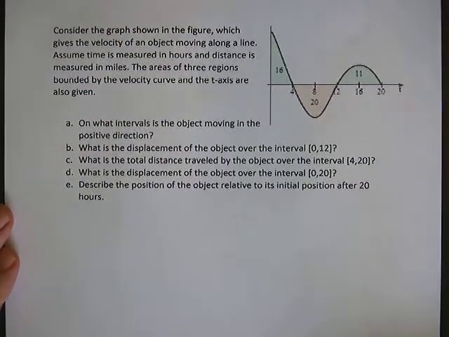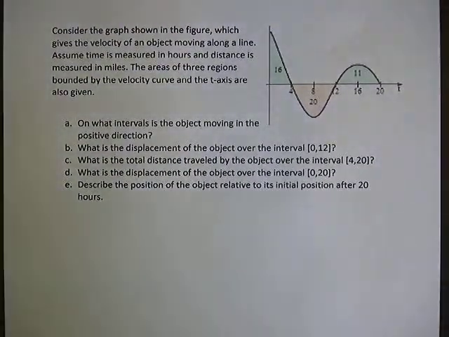In this problem, we're asked some questions about this velocity graph here. It says that the time is measured in hours and distance measured in miles. Okay, so this is a velocity graph. The first question says, on what intervals is the object moving in the positive direction?